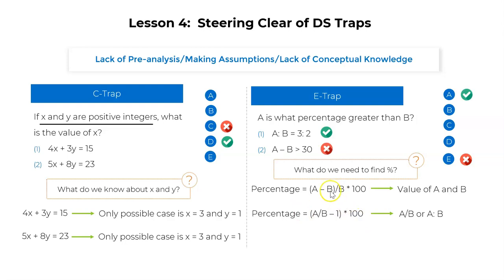So here also you did not do proper pre-analysis. In fact, you do not even try to substitute these ratios in this percentage formula. So you're not drawing the right inferences here. And notice, even if you had taken 3x and 2x and placed it here, you would have still got the answer. So you're not actually making any effort to write down the equations and substitute them to see if you can get the answer or not. And that will lead you to the E trap. C and E traps are some of the most commonly tested traps, and people make mistakes because of either lack of pre-analysis or lack of conceptual knowledge.